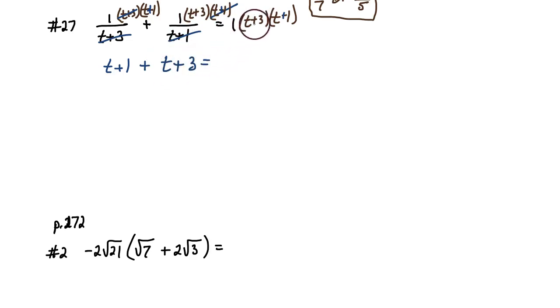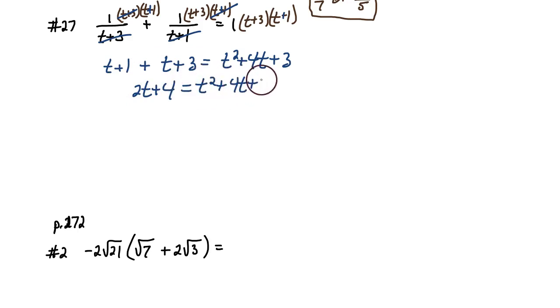And then on this side, let's do FOIL on this. T times t is t squared. T times 1 is 1t. The inner is 3t. Those combine to 4t. And 3 times 1 is 3. T plus t is 2t. 1 plus 3 is 4. This is a quadratic equation because the highest degree is 2. Let's make standard form.